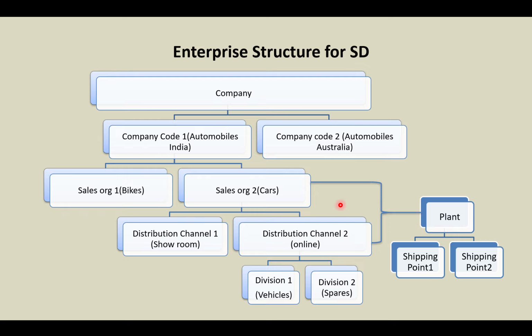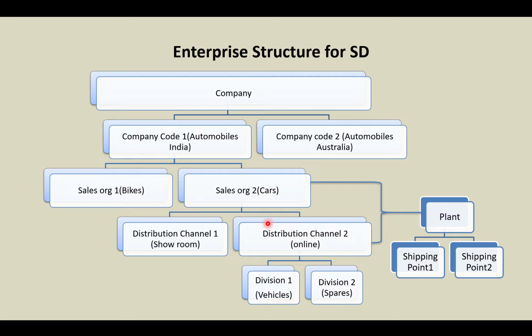Like I said, the plant will be assigned to the sales line. Under the plant we have multiple shipping points. Here you can see multiple company codes are under a company, multiple sales organizations are under a single company code, and multiple distribution channels and multiple divisions are under the sales organization.